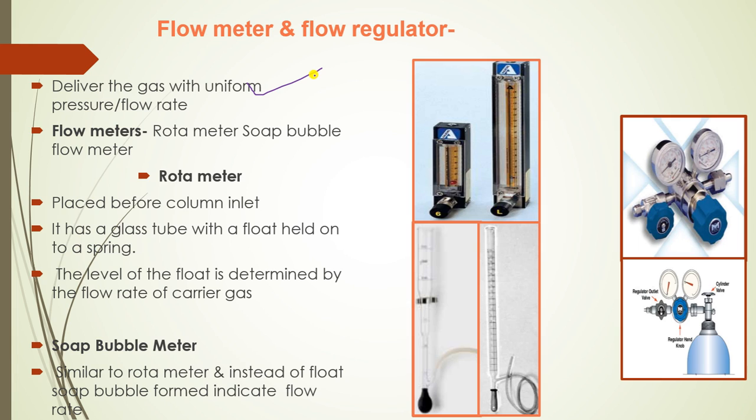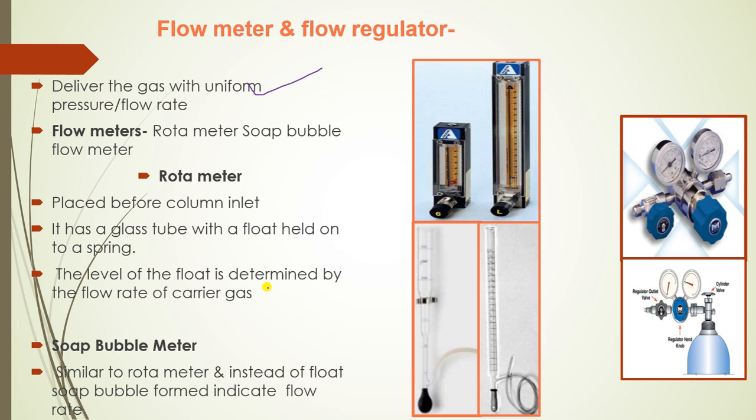The flow meter is a rotameter, or a soap bubble flow meter. There are different types of flow meters. Delivering the gas with uniform pressure or flow rate is the important thing for the flow meter. The rotameter is placed before the column inlet. It has a glass tube with a float held on springs. The level of the float is determined by the flow rate of the carrier gas, so that indicates the carrier gas flow rate.